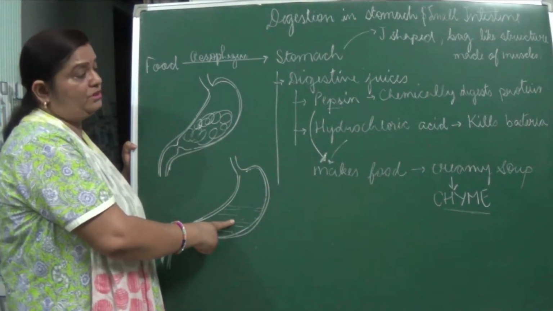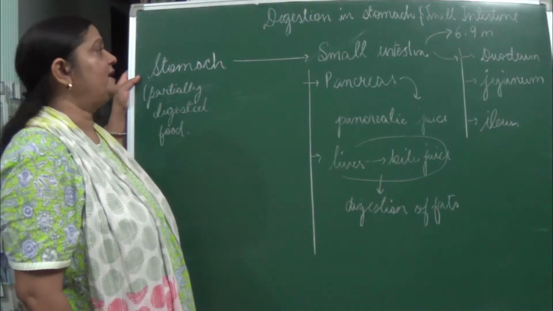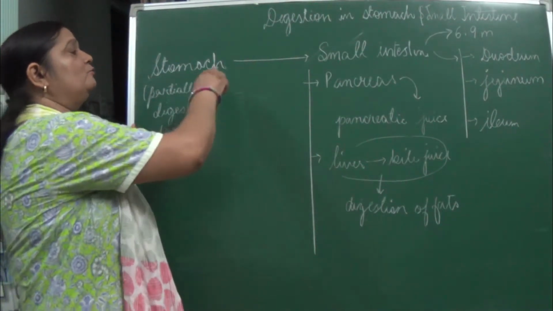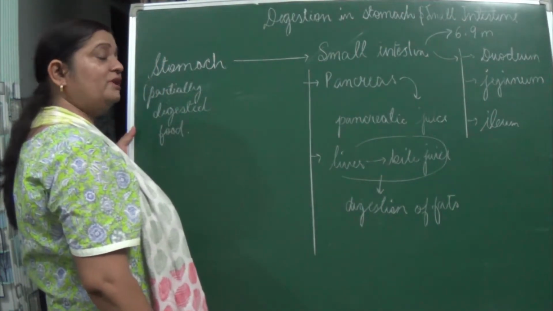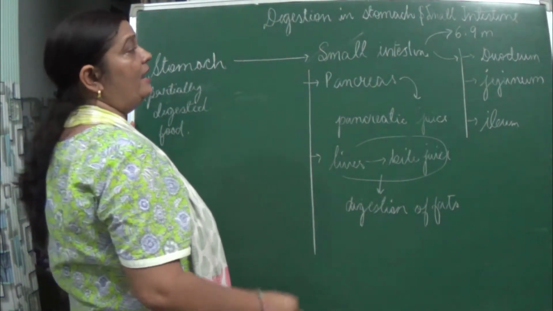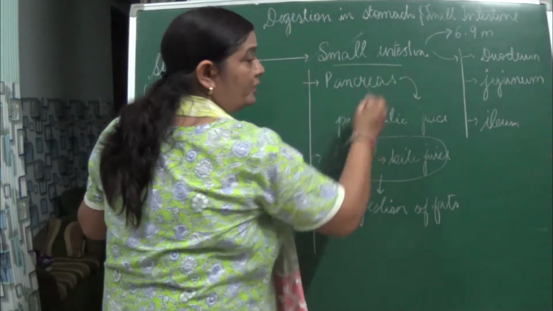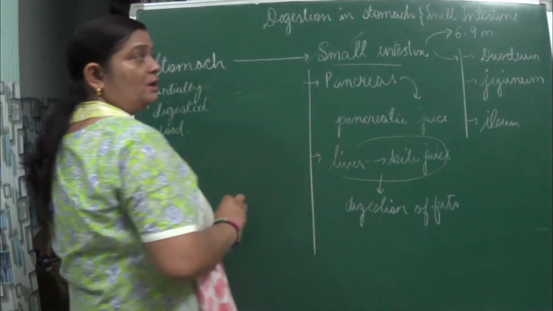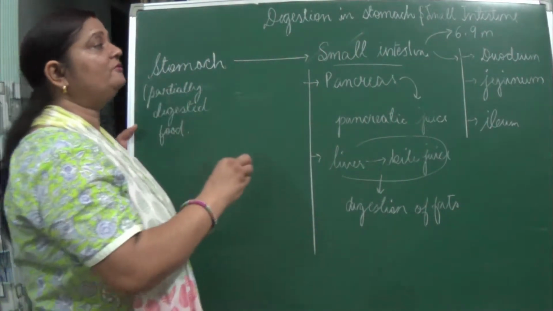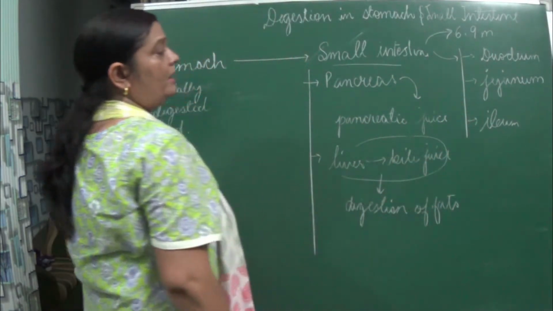Digestive juices. The food from the stomach, which is partially digested, now moves on to where? The small intestine, okay. Here you can see the small intestine is quite big, around 6.9 meters long. It consists of three parts: duodenum, jejunum and ileum.